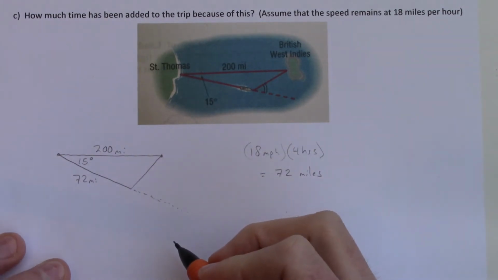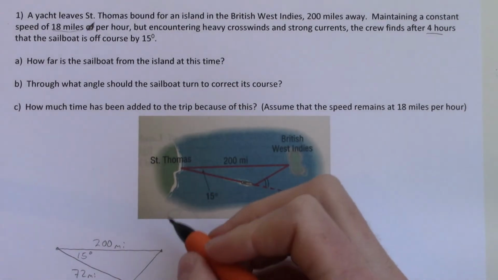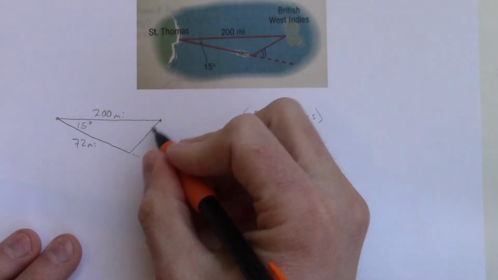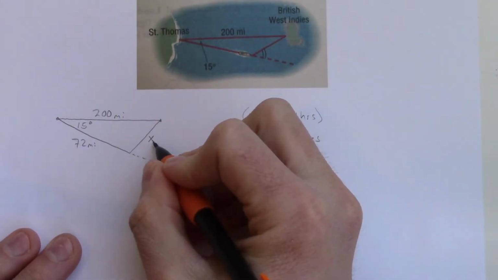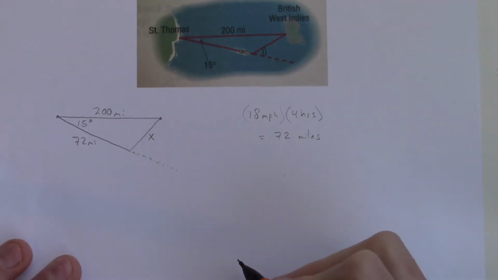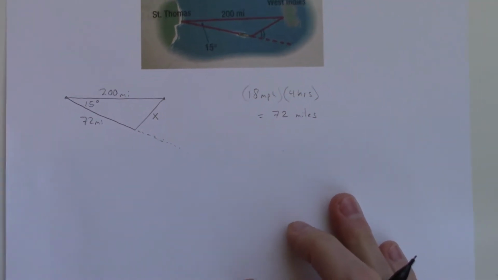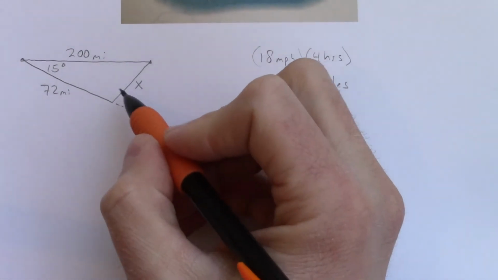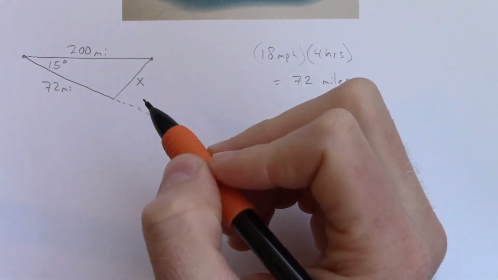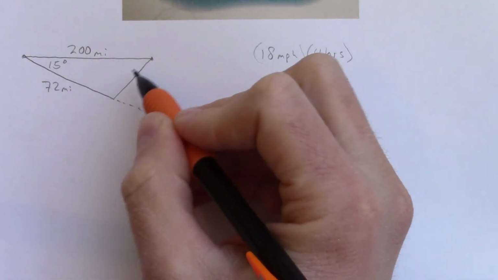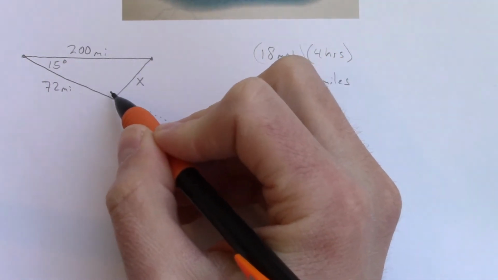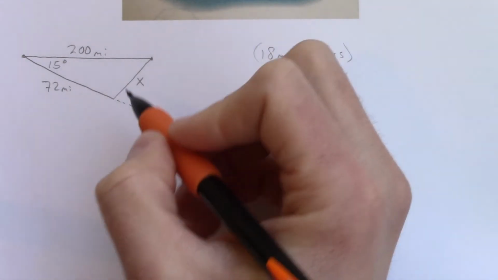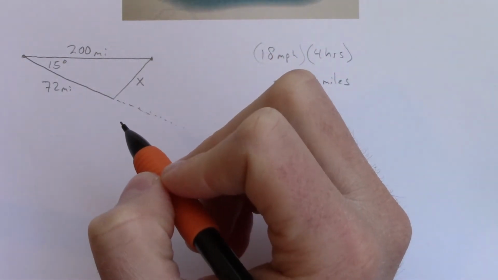The first question says, how far is the sailboat from the island at this time? So right off the bat, I'm looking for this distance here. I'll just call that distance x. I could call it anything, I'm calling it x. So I need to find x, not surprisingly. To do that, I have to recognize what type of triangle I have. It's not a right triangle, as far as I can tell. I don't know what these two angles are, although we will end up finding this one. So since it's not a right triangle, as far as I can tell, I have to use either the law of sines or the law of cosines.